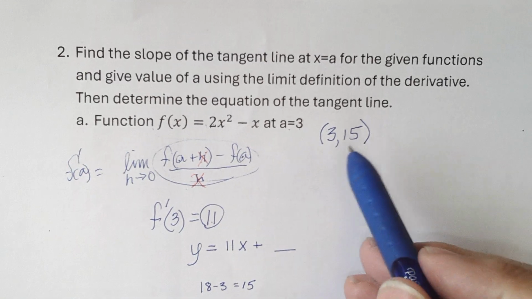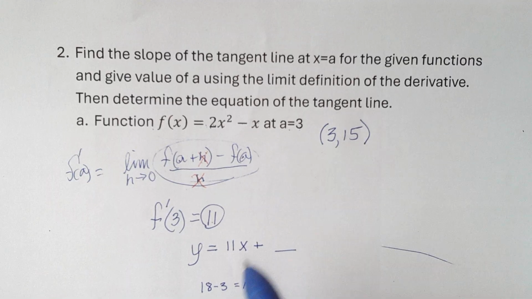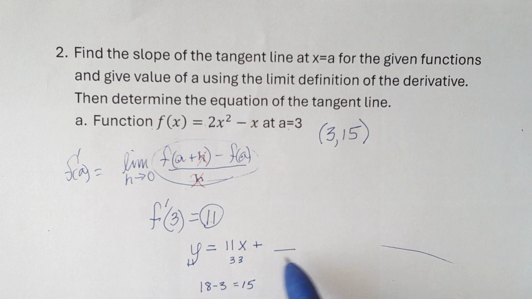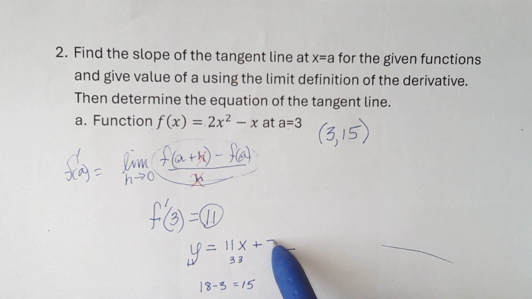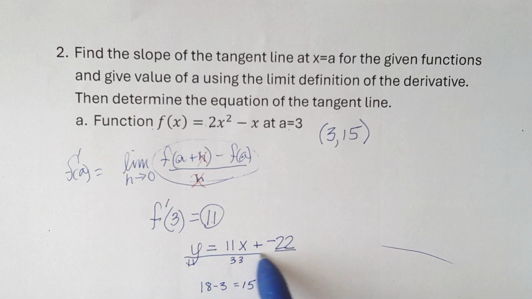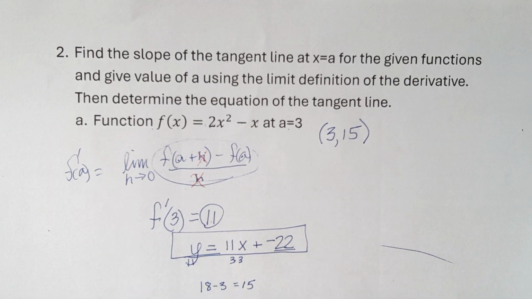So I want to write an equation of the tangent line. So I put 3 in here, and I get 33, but I'm supposed to get 11. So I'd have to subtract 22 from 33 to get 11. And so here's my equation of the tangent line.